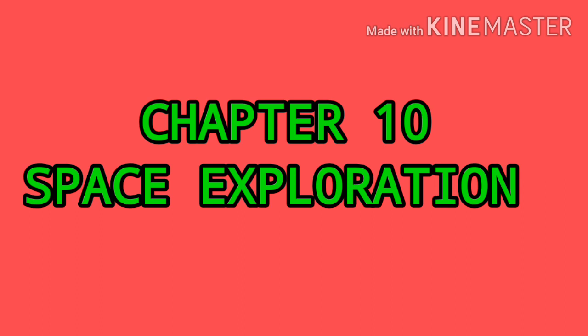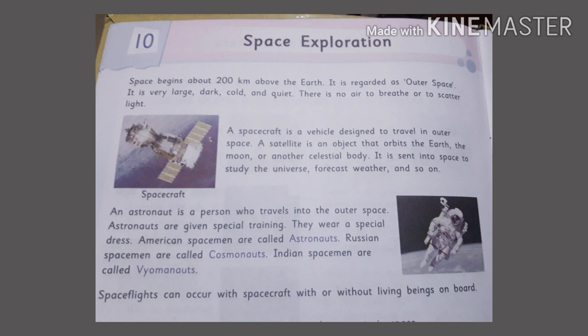So we are going to start the next chapter, chapter 10, Space Exploration. The name of the chapter is Space Exploration. Please take out your GK textbook, chapter 10, Space Exploration, page number 14. Look at the first sentence in your textbook. Space begins about 200 kilometers above the Earth. Okay, so space is 200 kilometers above the Earth. The other name of space is outer space.